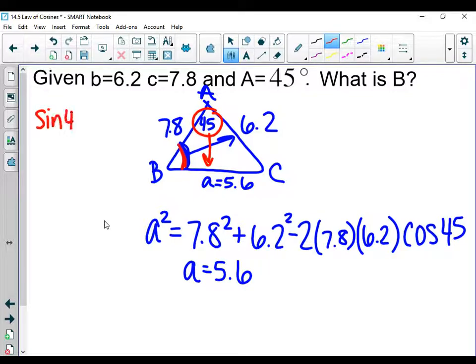So sine of 45 over 5.6 is equal to sine of B over 6.2. Cross multiply and continue it out. Again, go ahead and pause to finish the rest of this problem.